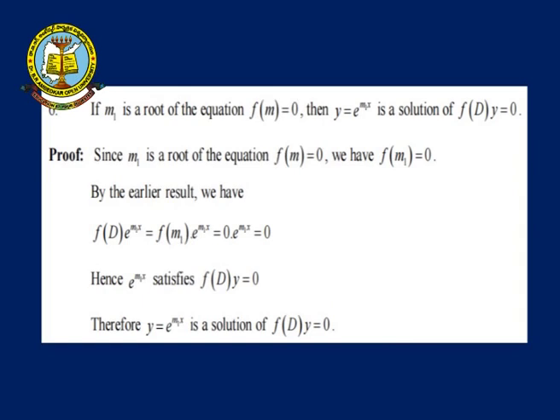Now property number 6: if f of m equals 0, then y equal to e to the power of mx is the solution of f of D into y equal to 0. Here we can take f of D into e to the power of mx, which we can represent as f of m1 into e to the power of m1x, and here it is 0. So e to the power of m1x satisfies f of D into y equal to 0. So clearly we can say y equal to e to the power of m1x is the solution of f of D into y equal to 0. Hence property 6 is proved.